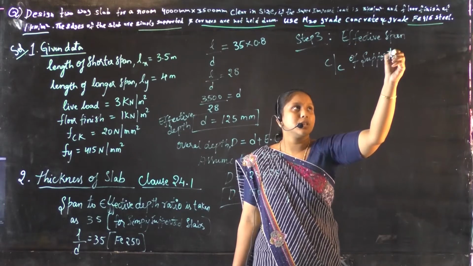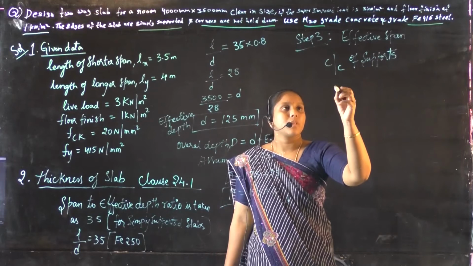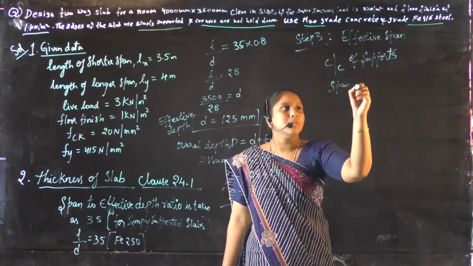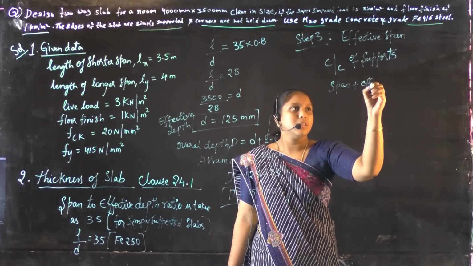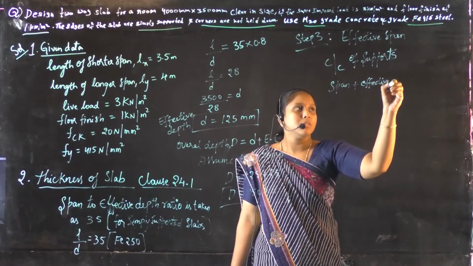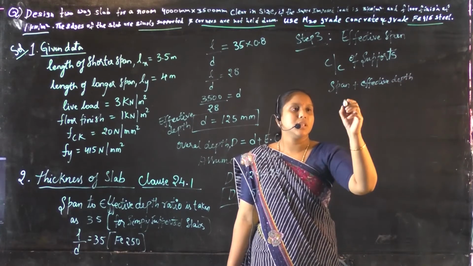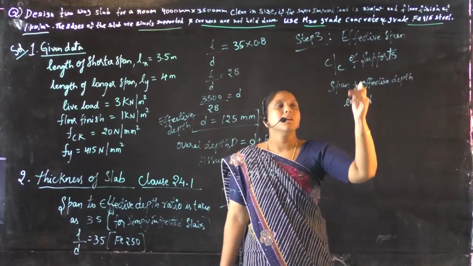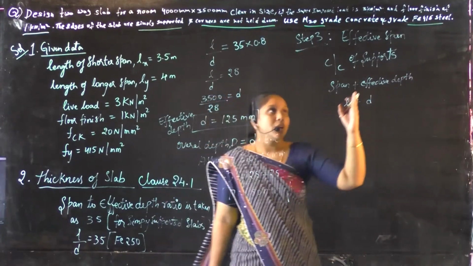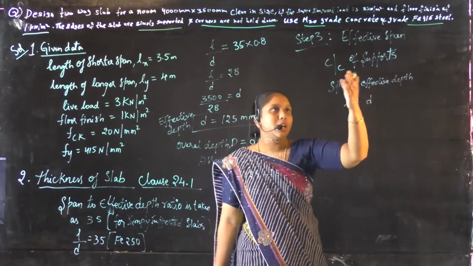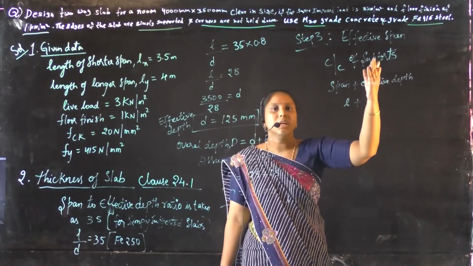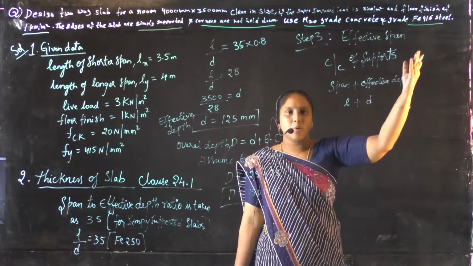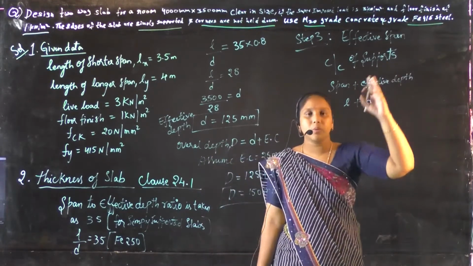The distance of center to center of supports, or the span plus the effective depth, that is L plus d. So here in this particular question the support width is not given. So how will we calculate the center to center of supports? Center to center of supports will be L plus the support width divided by 2 plus the support width divided by 2. But here the support width is not given.